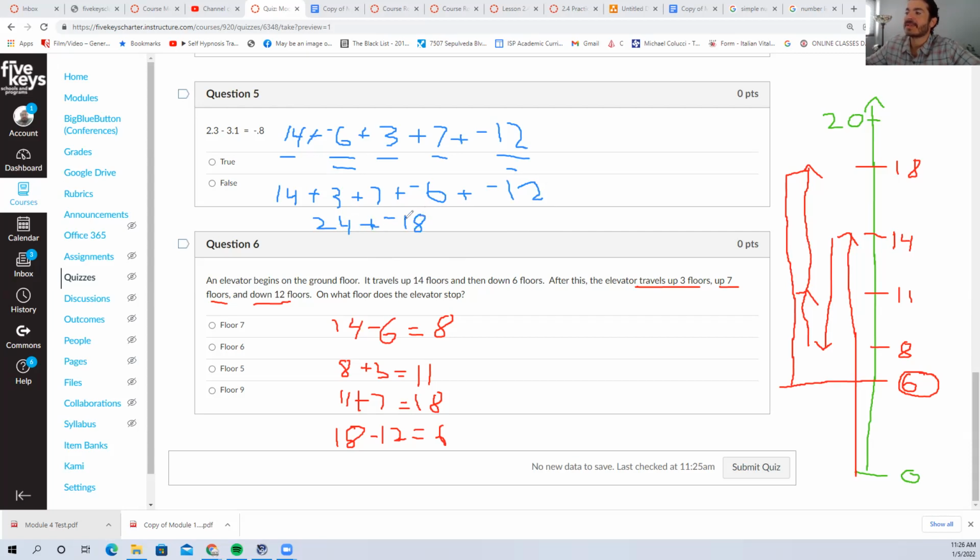Now I have 24 plus negative 18, it's a war, meaning I subtract. 18 off of 24 is 6. Whoever has the bigger absolute value gets the sign. In this case, the 24 has a bigger absolute value. So the sign is positive and our answer is 6. We got the same answer.